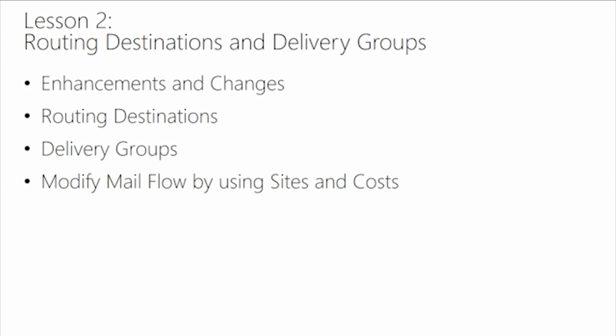So let's talk about some routing destinations and delivery groups. Important to remember here is when Exchange does email routing, it needs to decide what is the next hop for those messages. Where does it need to go? It's got a mail message and now it needs to make a decision. The categorizer needs to make a decision on what is the best place to store that message.